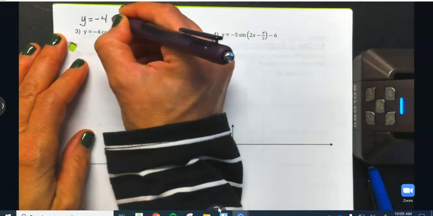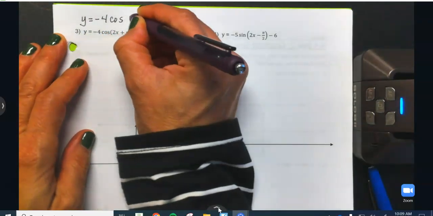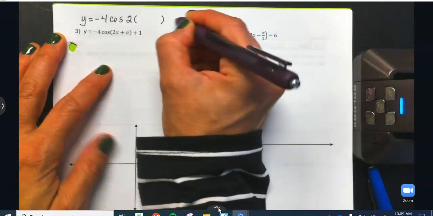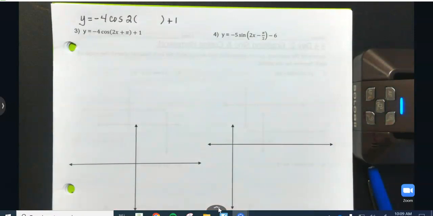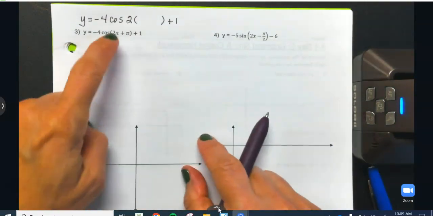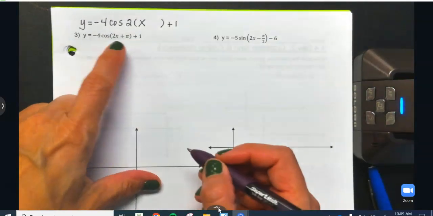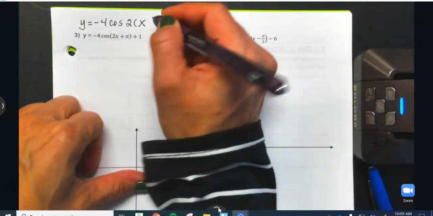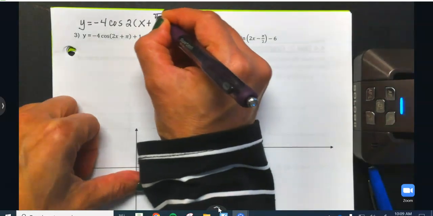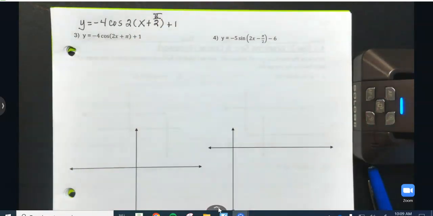Let me recopy the first part of this. Let me take that 2 out. I'm even going to write the +1 so I don't have to worry about anything. Here we go. That 2 divided by that 2 is a single x. That pi divided by 2 is going to be pi over 2. That's the h value, not just plain pi.